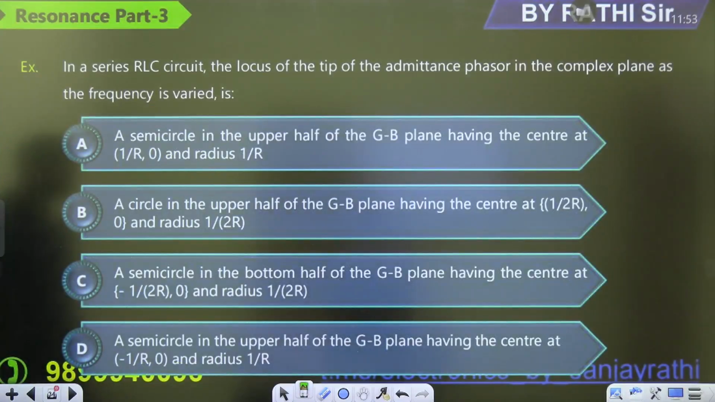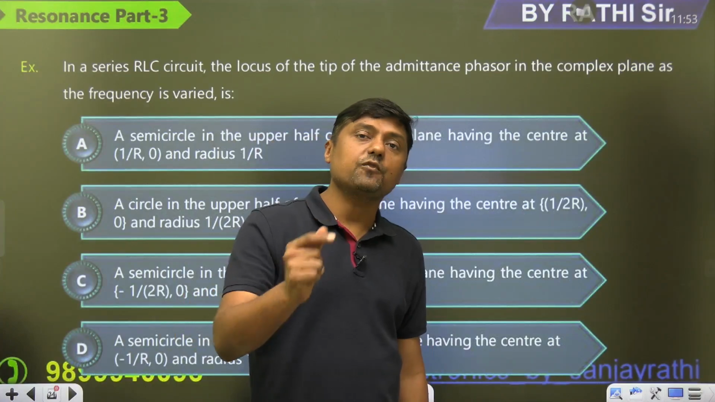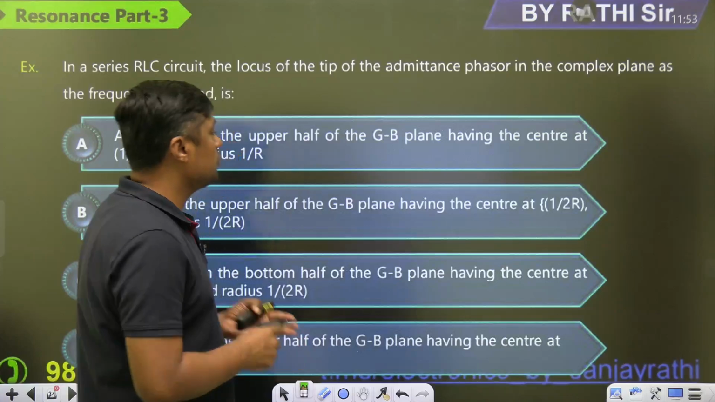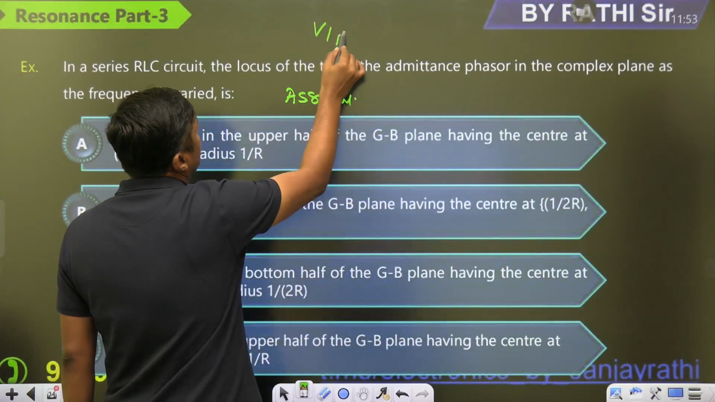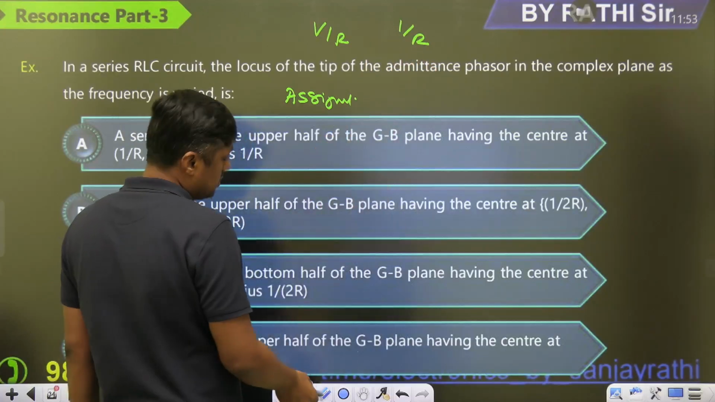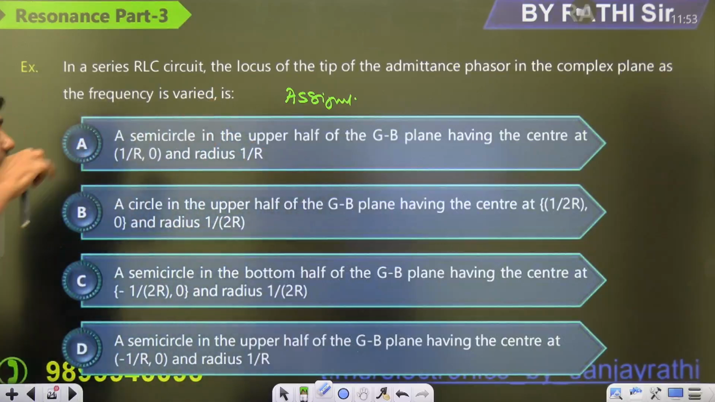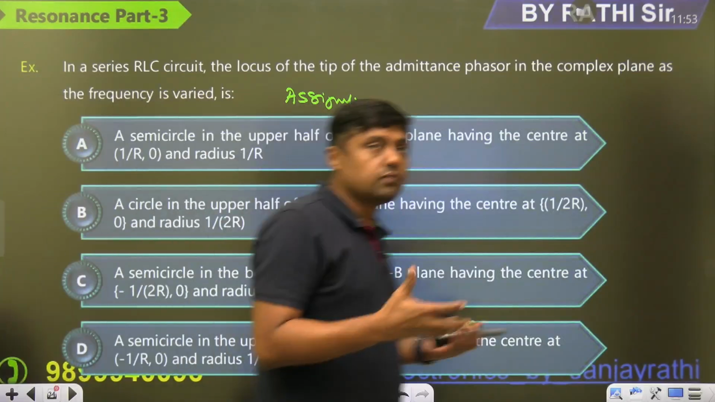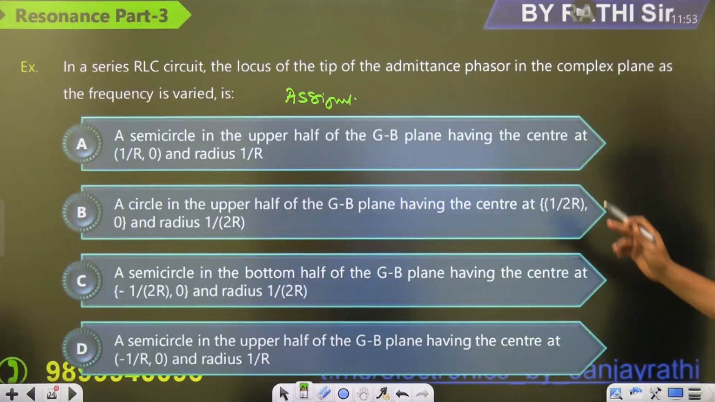Then, in a series RLC circuit, the locus of the tip of the admittance phasor in the complex plane as the frequency is varied. Already I have given, just remove V from the I phasor and you will get the phasor for Y. Already I have solved this. Try to solve this question. In the I phasor we are getting V by R. Suppose we remove V, then it will become 1 by R for the Y phasor. First just remove and you can draw. This is about the admittance phasor, and it is a previous year question of the GATE exam. It will boost your confidence that you have command over locus diagrams. So try to solve this question. This is the assignment.